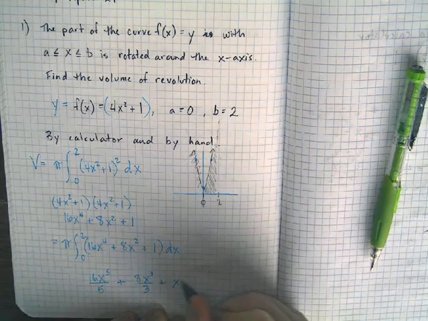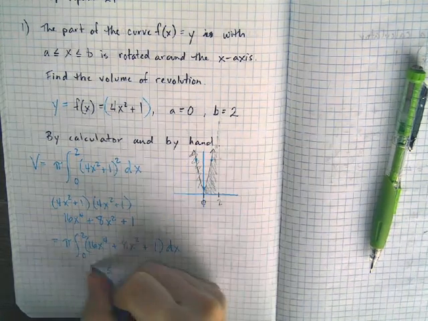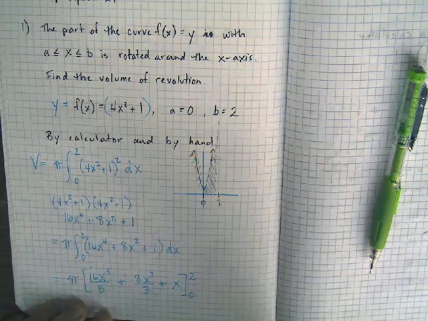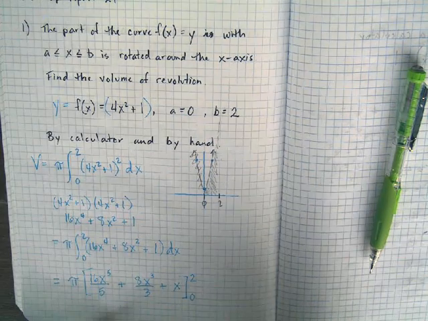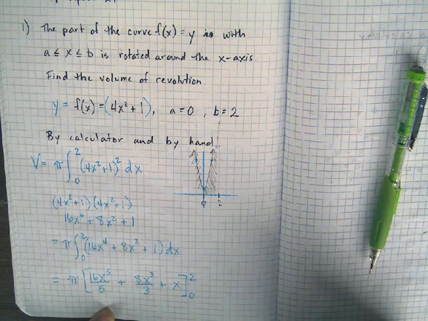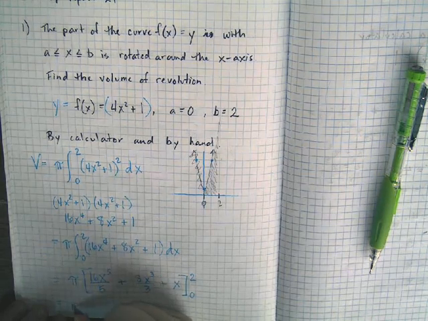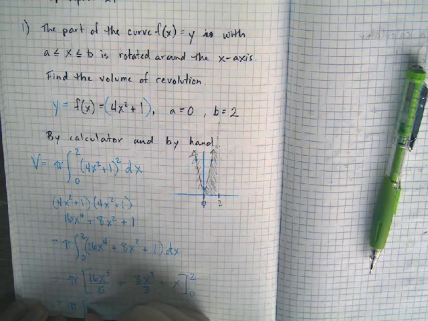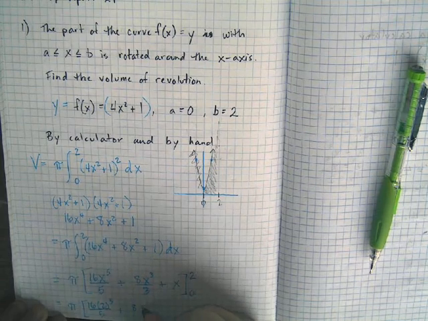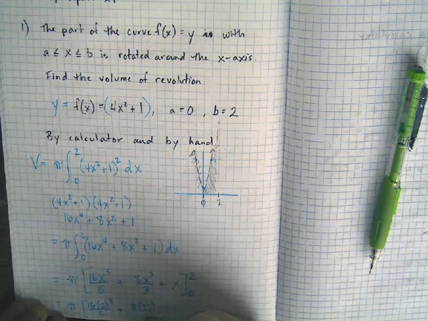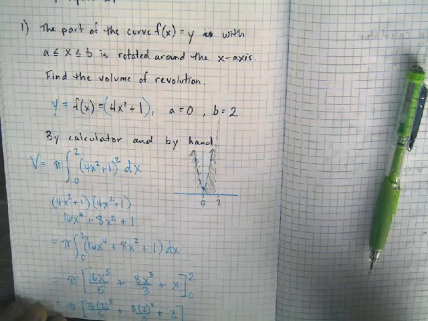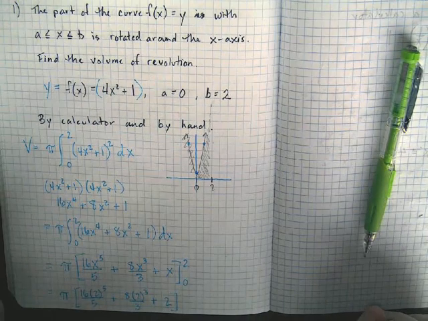Okay, and that is going to get evaluated from 0 to 2, and then multiplied by pi. At this point, I know if I plug in 0, this is going to be 0, 0, 0, so the second one is just going to equal 0, so I'm not going to worry about it. All I have to do now is plug in 16 times 2 to the 5th over 5 plus 8 times 2 cubed over 3 plus 2.